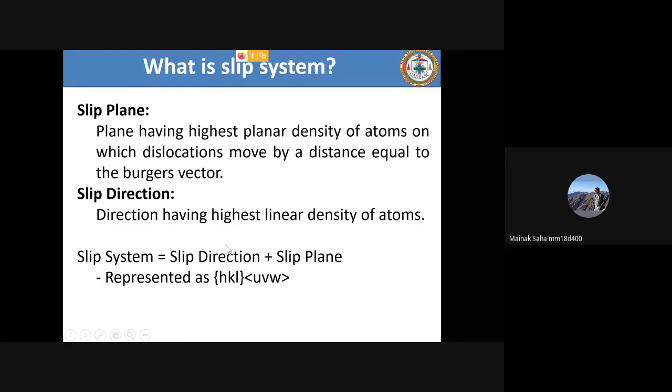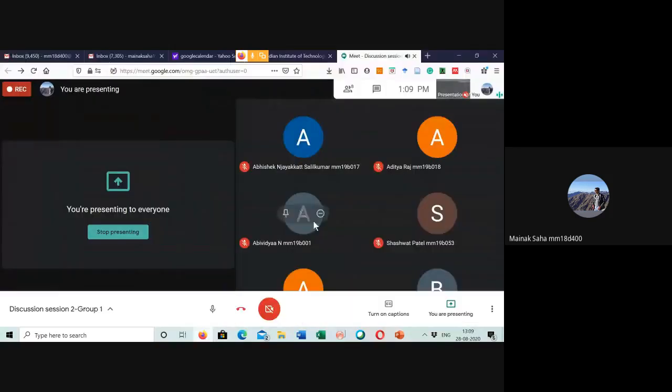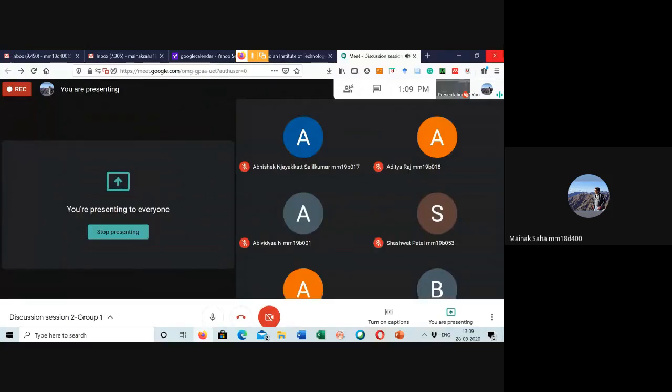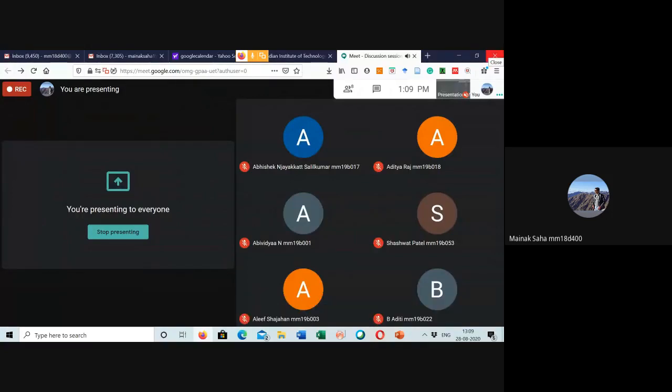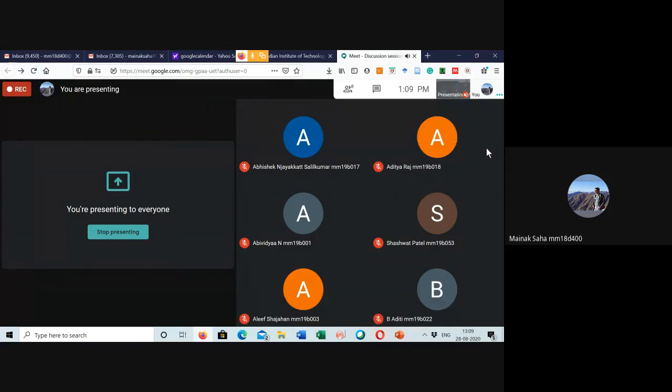Now let me ask you one thing. Do you have any idea why dislocations can move only on certain planes? I said dislocations can move only by the shortest distance on certain planes and in certain directions. Do you have any idea why this should happen? Have you been taught any formula or something? I just want to know. Yes or no? Anyone can unmute and speak, feel free.